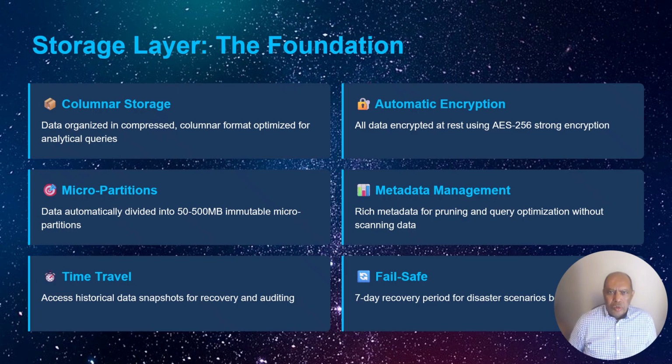Let us go deeper into the storage layer, because understanding how Snowflake stores data is crucial to understanding its performance advantage. First, columnar storage. Snowflake organizes data in compressed columnar format, which is optimized for analytical queries. When you query specific columns, Snowflake only reads those columns, not entire rows. This dramatically reduces I/O.